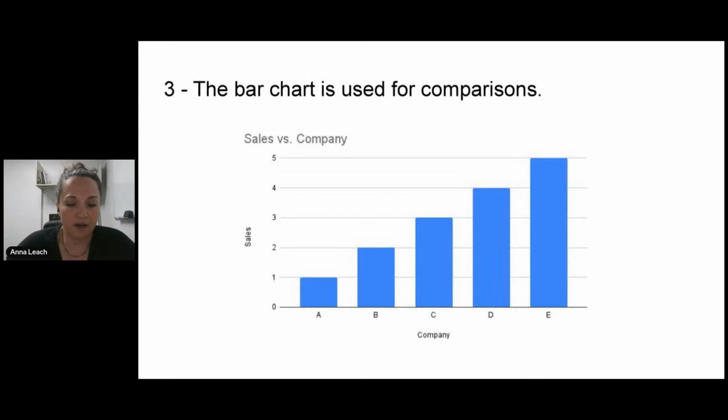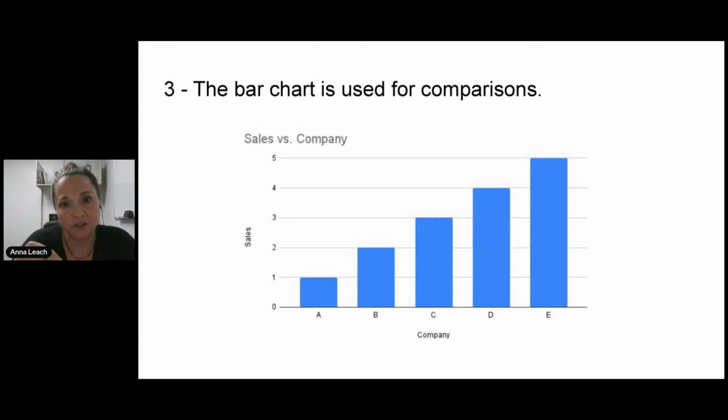Bar charts allow us to think about comparing categories. So for this example, I just made this chart that's sales versus company, and the companies are A, B, C, D, and E. Notice how you read this chart. You went from the upper left-hand corner, most likely, and zigzagged down through the chart.